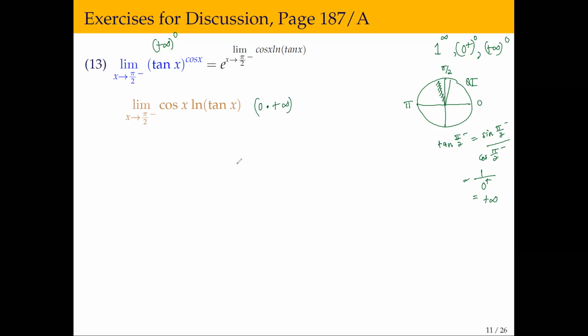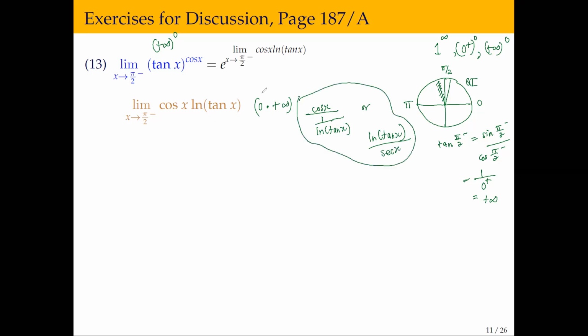Sabi natin, if ever merong ln, meron kang 1 over ln sa denominator, iiwasan mo yun. Kasi kung ang indeterminate form natin ay 0 times infinity, meron kang dalawang choice. So, you either have cosine of x over 1 over ln of tan x, o kaya naman ln of tan x over secant of x. So, you have these two choices if ever you are dealing with an indeterminate form of type 0 times infinity. Kasi this will lead to 0 over 0 and this will lead to infinity over infinity.